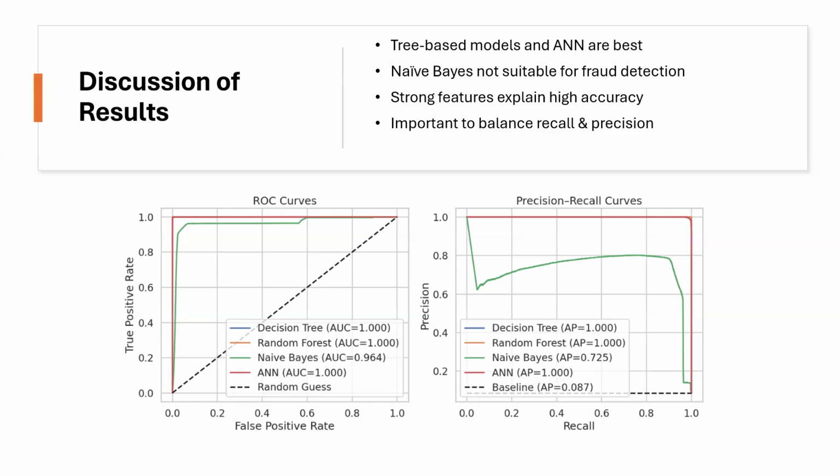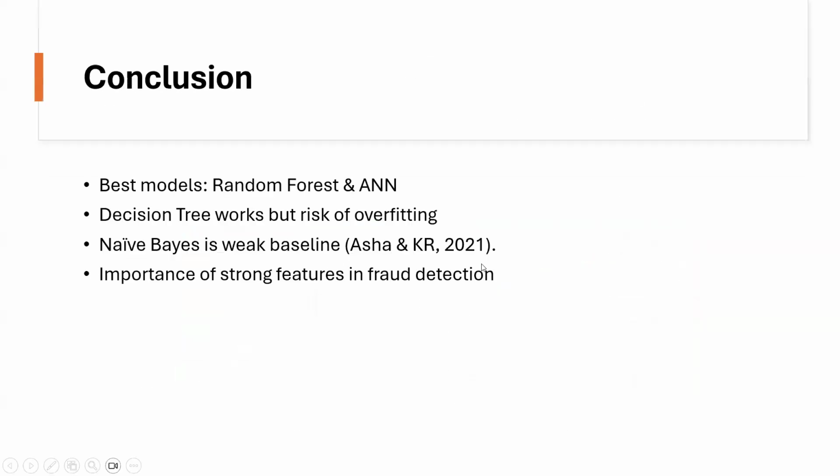One reason the strong models perform so well is because the features in the dataset are very predictable. Features like purchase ratio and online order give clear signals of fraud. In real world systems, recall and precision are more important than accuracy, because missing fraud can cause heavy losses. So that's it for this slide, and coming towards the conclusion.